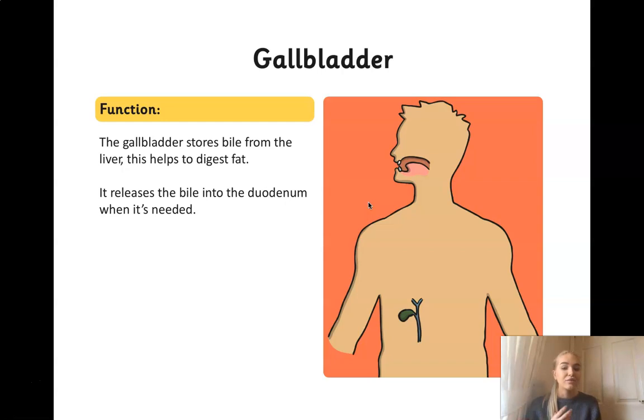And then it releases this bile into the duodenum, that part of the small intestine, which releases everything else when it's needed. So it releases the bile into the duodenum when it's needed. So the gallbladder digests fat.